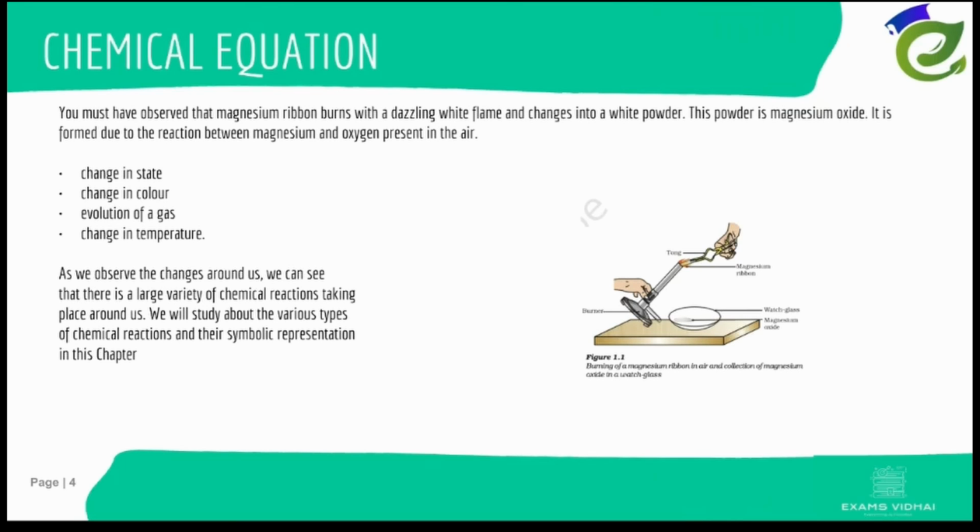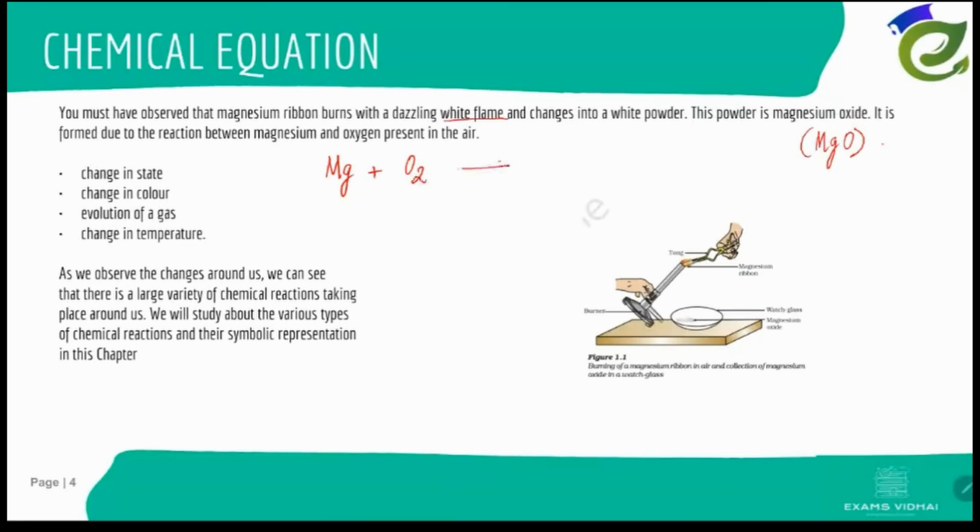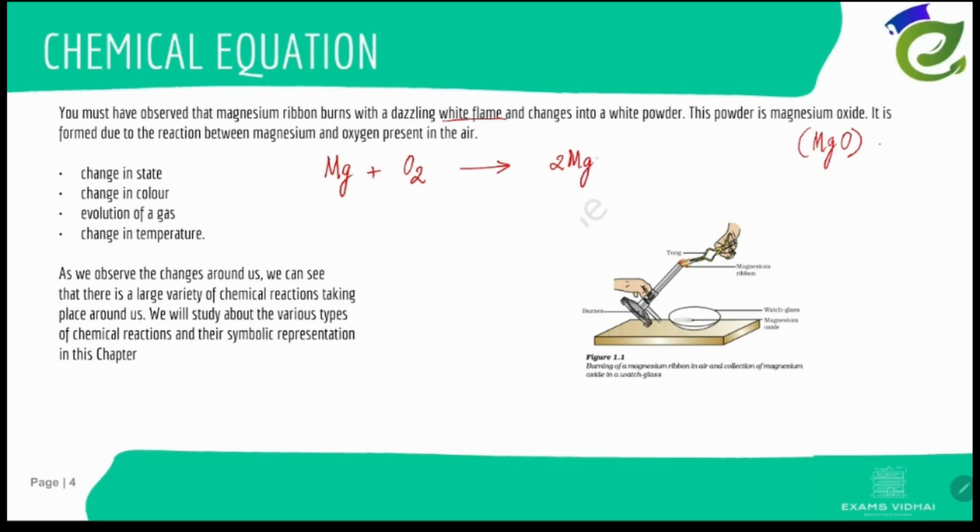What is chemical equation? We must have seen, if we take a magnesium ribbon and burn it in a flame, it will change into a white powder and we'll get a dazzling white flame. This powder is called magnesium oxide. MgO is its formula. It is formed due to the reaction between magnesium and oxygen present in air. This reaction will be like Mg plus O2 gives 2MgO.